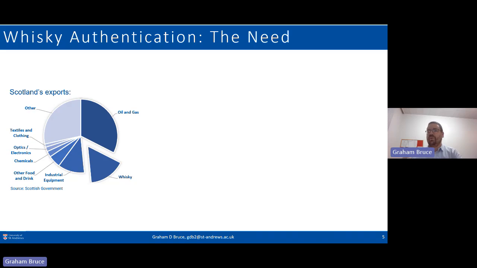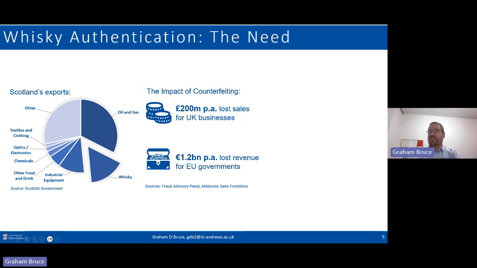So I'm going to start with the bottle of booze. One of the major projects we've been working on in recent years is looking at using light to authenticate whisky and other alcoholic beverages. So whisky's big business in Scotland, very important to the national economy. It actually is the 2nd largest industry in terms of Scotland's exports. So you can see that the only industry that brings in more money for the Scottish economy is oil and gas. And like any big industry, this becomes a target for counterfeiters.